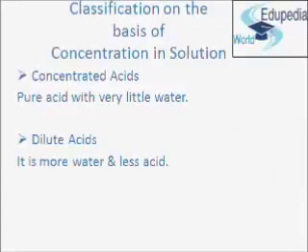Now, classification on the basis of concentration in solution. They can be classified into concentrated acids and dilute acids. A concentrated acid is almost pure acid with very little water in it, so it is called concentrated acid. And a dilute acid has more water and less acid. A dilute acid has a concentration of less than 2 moles per liter.